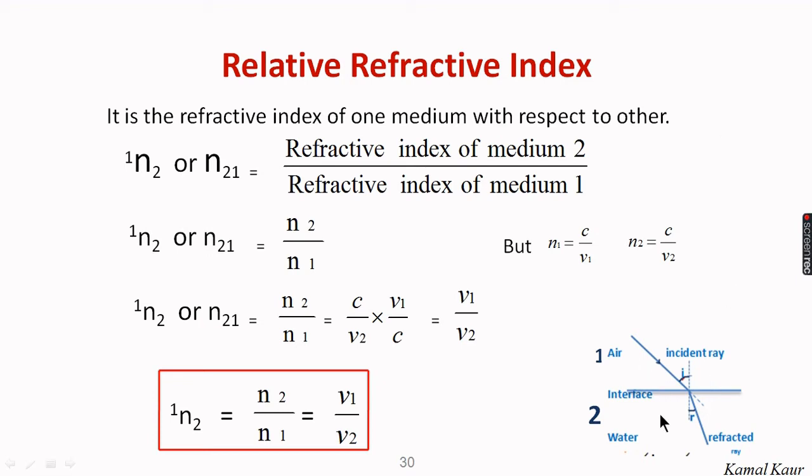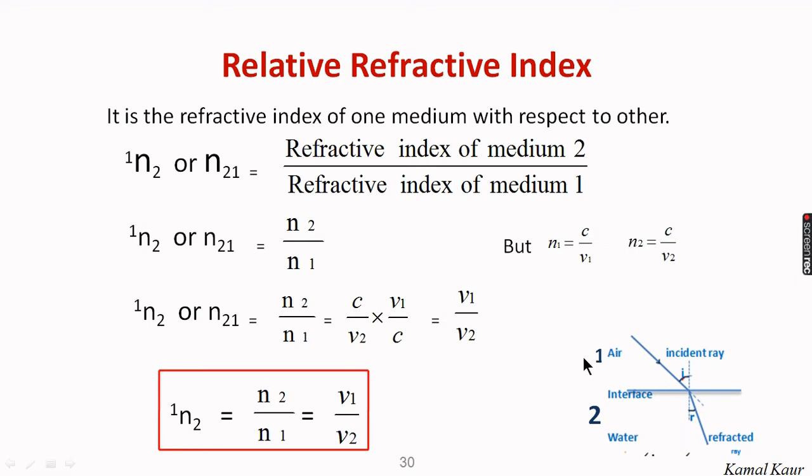Let's see this figure first of all. This is medium 1 and this is medium 2. The incident ray traveling from medium 1 enters into medium 2. Now we need to see in which medium the refracted ray is present. So here the refracted ray is present in medium 2. That is why we will be able to find the relative refractive index of medium 2 with respect to 1. So we can find the relative refractive index of that medium in which the refracted ray is present.